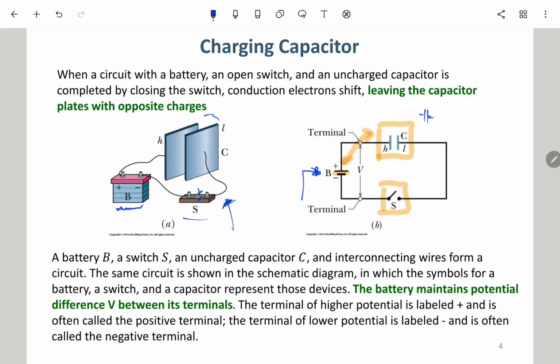So this is just a very simple circuit setup. If this switch is open, then there will be no current, and no charge on the capacitor. But if you close the circuit, then positive charge will accumulate on this plate, and negative charge will accumulate on the other side.